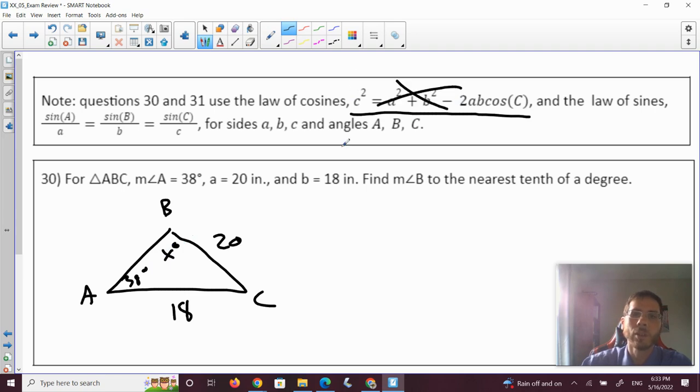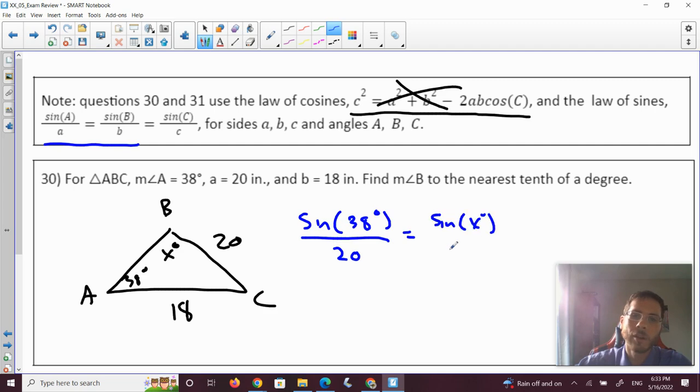So I'm not going to use the law of cosines for this one. I'm going to use the law of sines. So sine of A, so sine of 38 degrees over A, so over 20, equals sine of X degrees, because I don't know what that is, but it is for B, over 18. And I don't really need to use this part. I can just ignore that part because I got everything I need with the first equality.